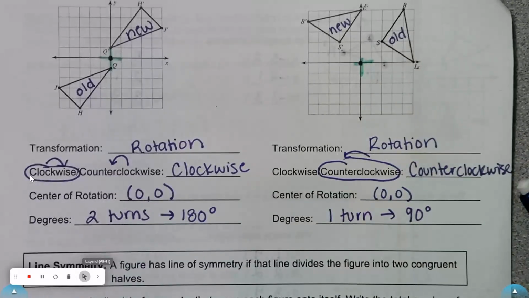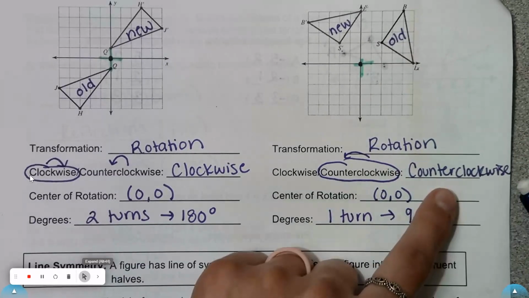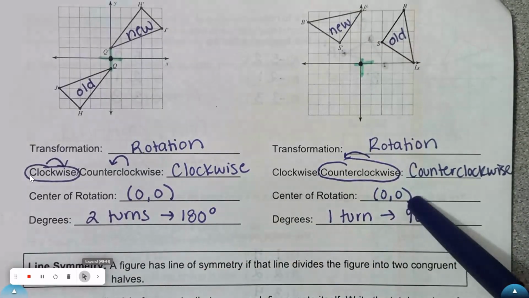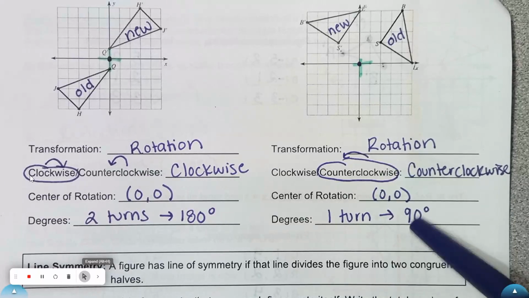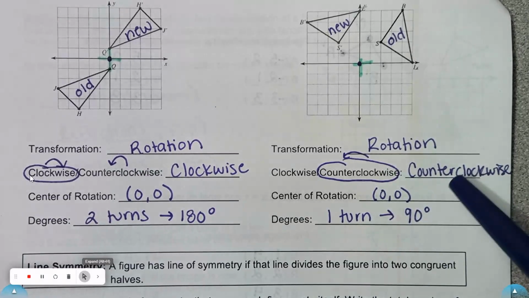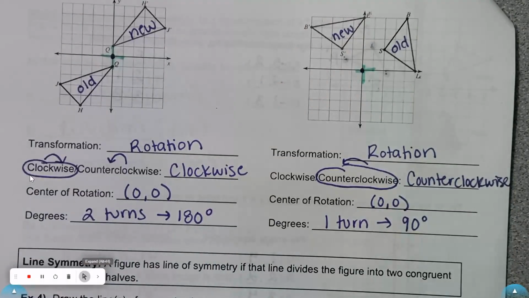Remember, you can also turn in the other direction. So if you wanted to go clockwise, it would be a different number of turns. So you could go either way.